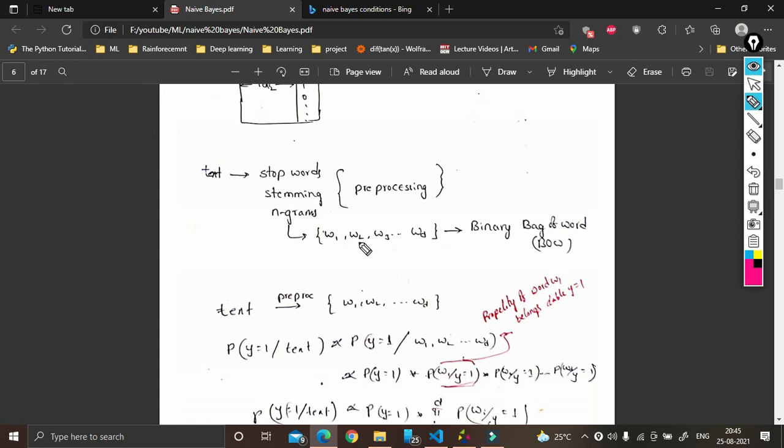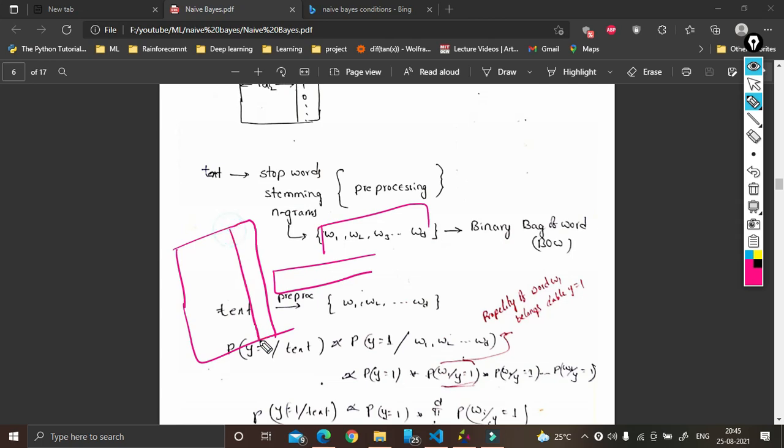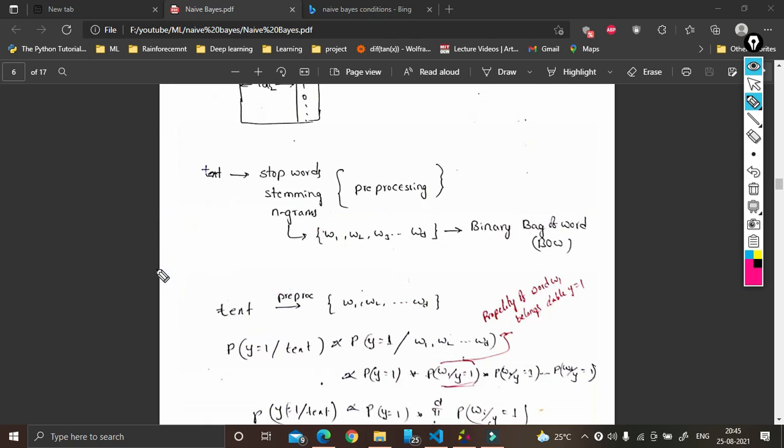By converting the data into numerical data, we get d-dimensional data like this: w1, w2, w3, and y. Each feature represents a word in this bag of words. When you know the bag of words technique, you will understand it very easily. Now, given a text, what is the probability that the text belongs to class 1? In the text we have words w1, w2, w3.